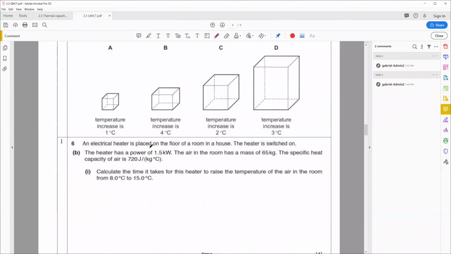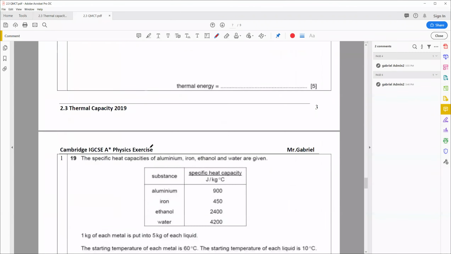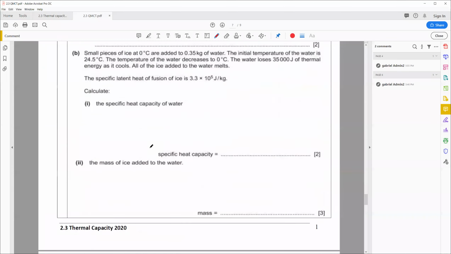Just be careful, guys, when doing the calculation and read the question properly. It's always not as easy as it seems, guys. I need you all to know that it's never as easy as it seems. Always tell yourself that.